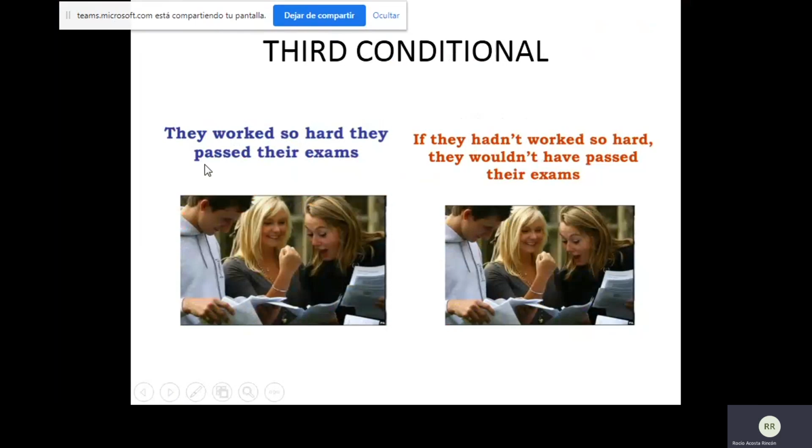We also have here this situation. They worked so hard, they passed their exams. This is the situation. But if the contrary happened, we have this expression. If they hadn't worked so hard, they wouldn't have passed their exams. So probably it would be an unreal situation.